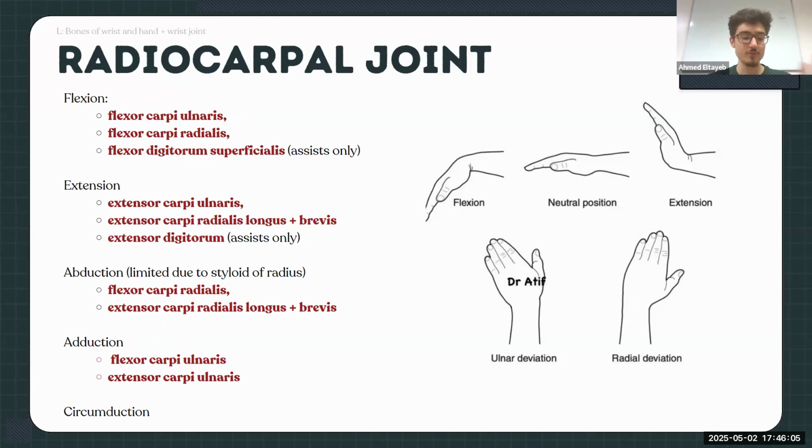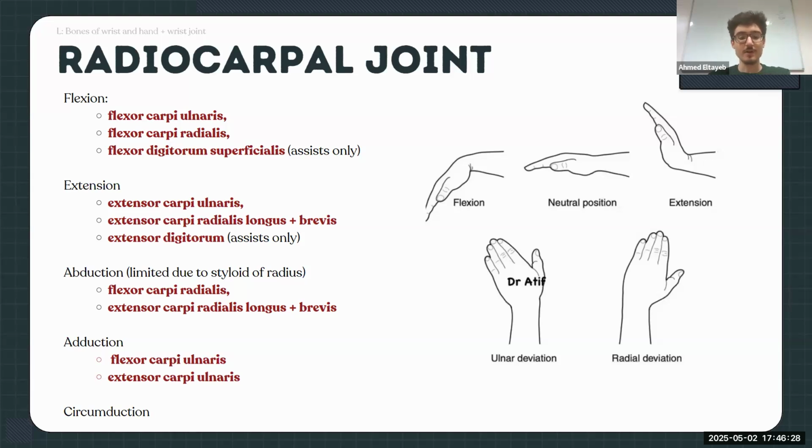For example, when I want to abduct my hand, I want it to get away from me. But when I'm abducting it, it's the muscle groups on my lateral side. So it's my flexor lateral and my extensor lateral. What are these lateral muscles? My flexor carpi radialis and both my extensor carpi radialis longus and brevis.